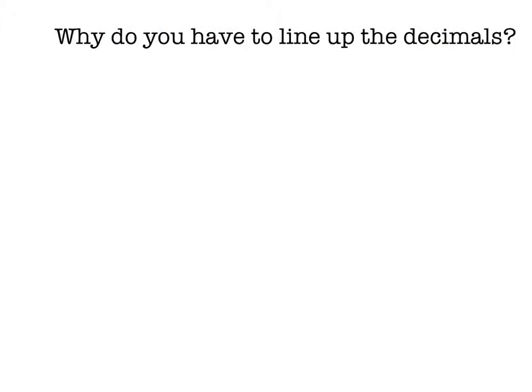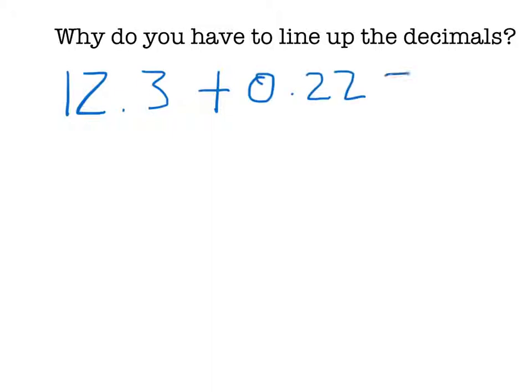Up till now, we've been really focused on that first learning goal of doing decimal addition. Now we're going to switch and work on that second learning goal, which is the answer to this question: why do you have to line up the decimals? You need to be able to explain that. And to explain that, I want to go back to the very first problem we did, which was 12 and 3/10 plus 22 hundredths equals n.